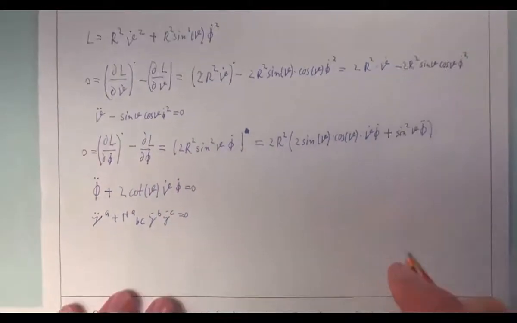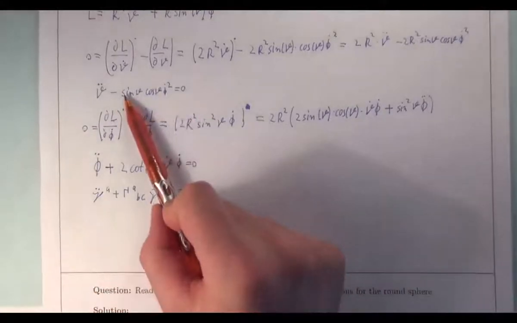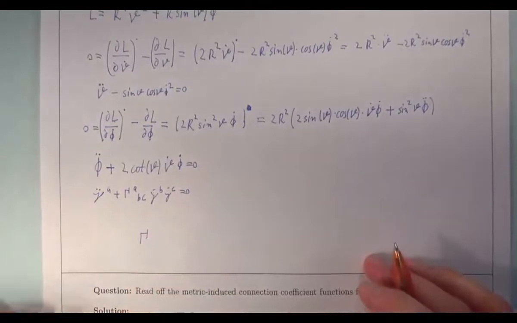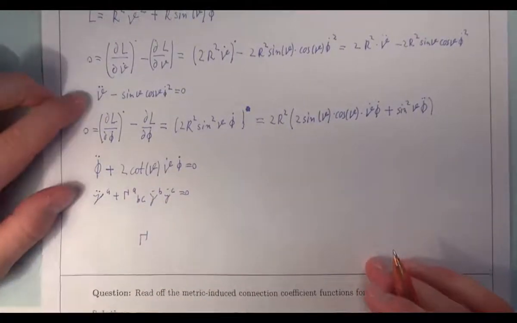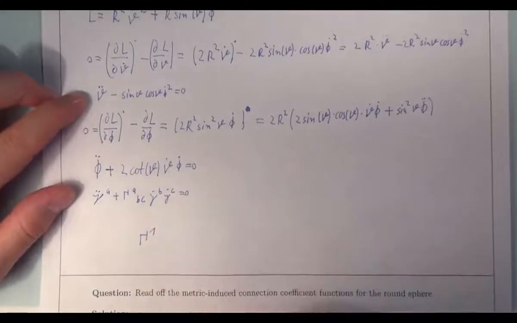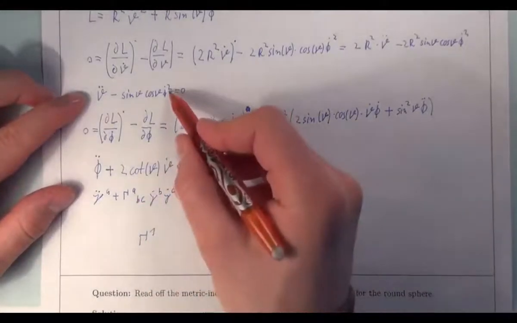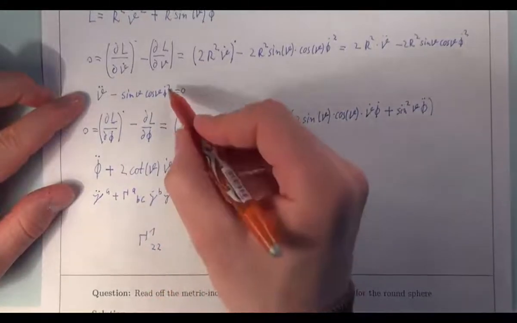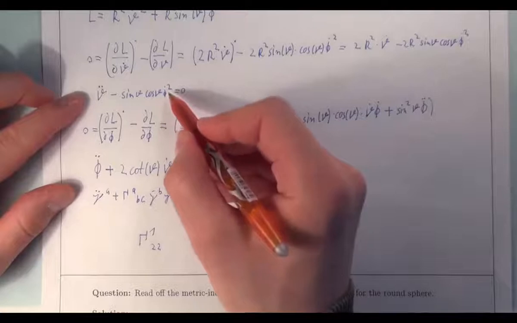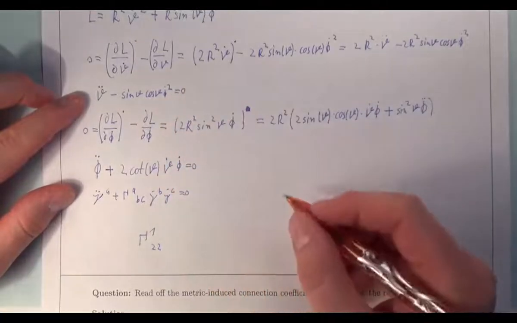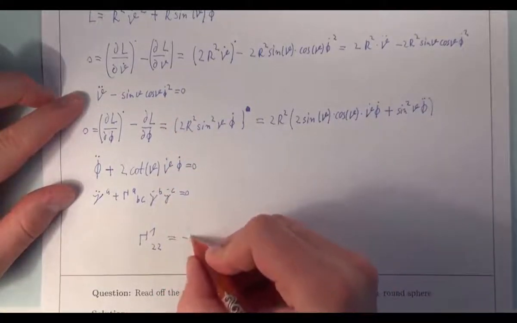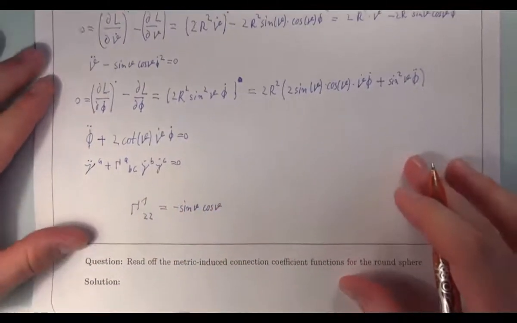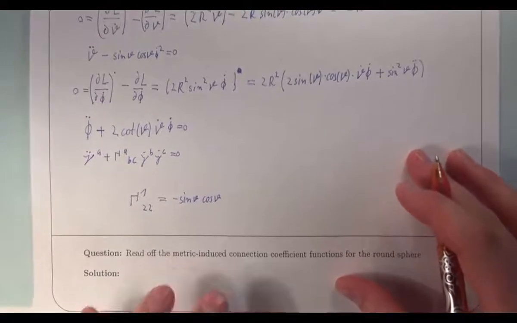Therefore, I can see from the first equation that gamma 1, it's the A over here, BC, we can look what BC's are. It's 2, 2, since only phi dot appears and this multiplied. We have that this is minus sine of theta cosine of theta. That is the first Christoffel symbol in this chart.